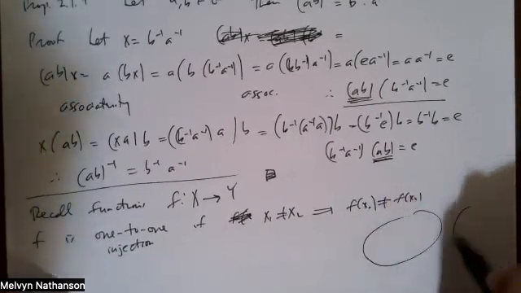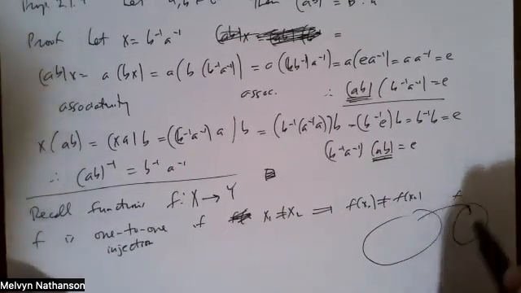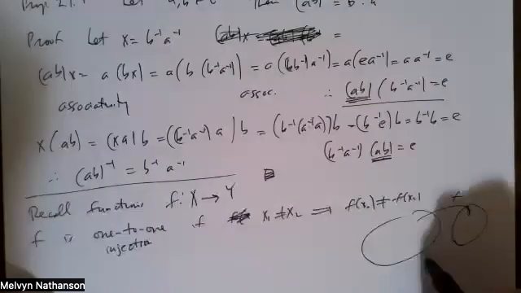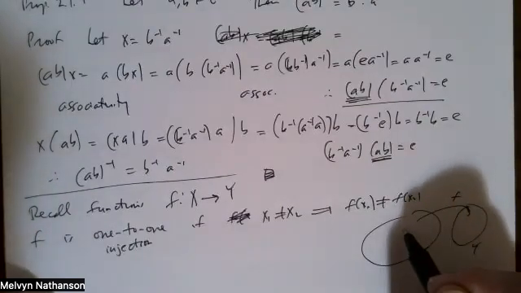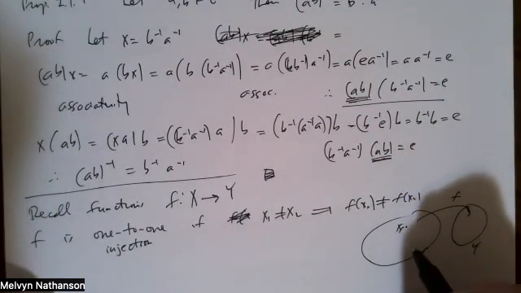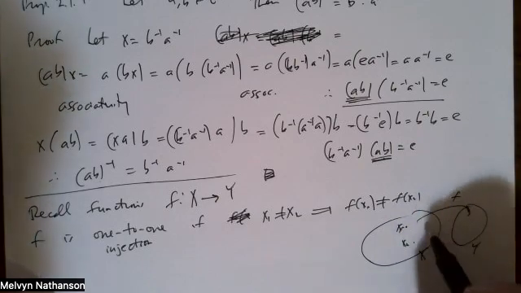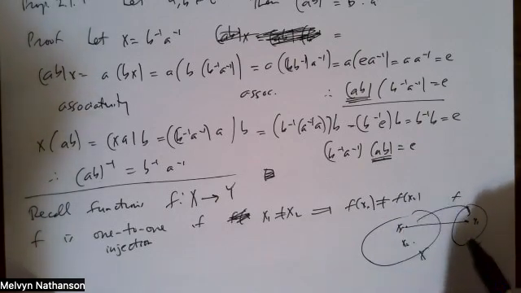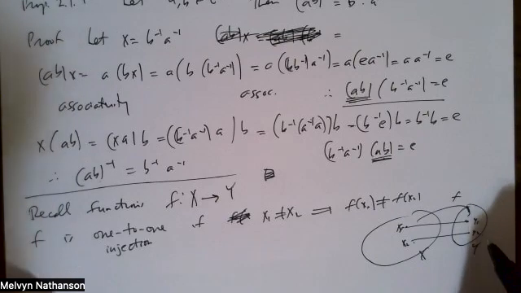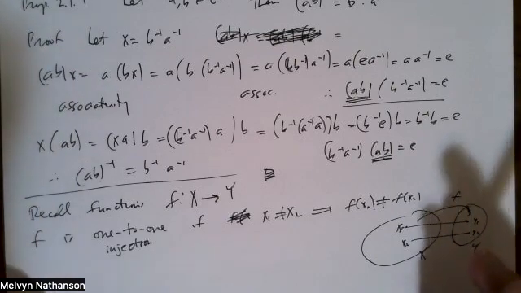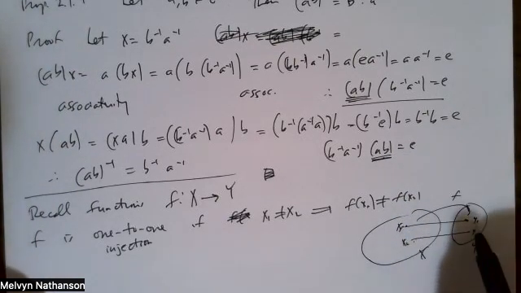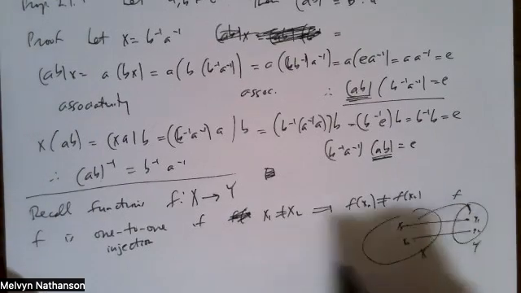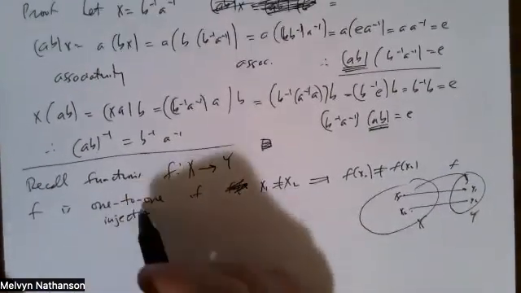So if you think of your function f going from set X to a set Y, if you take two different elements, x1 and x2, they get sent to two different elements, y1 and y2 in Y. You don't have two different elements getting mapped to the same element in Y. A function with this property is called one-to-one.